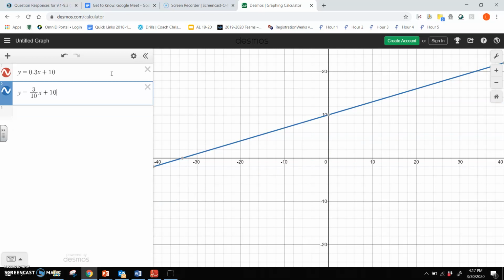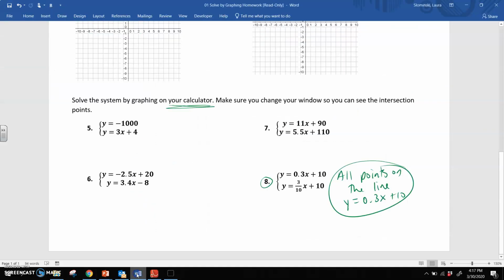So whether you have an Inspire at home or you're needing to use Desmos while you're home and don't have access to one at school, you'll see that both times you get the exact same line. And again, when you get the same line, your solution, or the way you write the answer, is all points on the line. Y equals, and then pick one of the two.